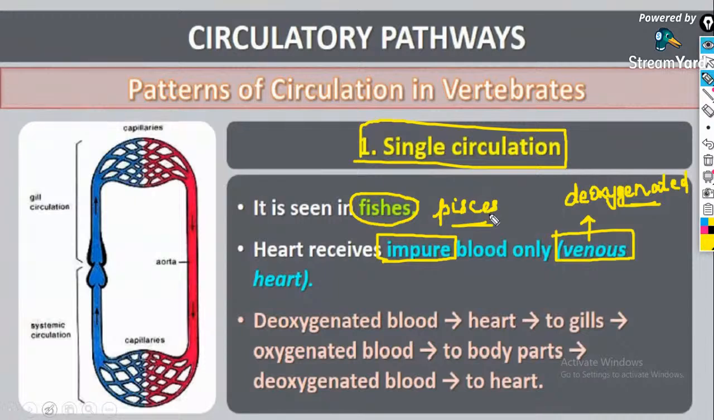So in case of pisces, that is the fishes, you will have the impure blood only in the heart. That is, the heart of the fishes will generally be referred to as the venous heart.